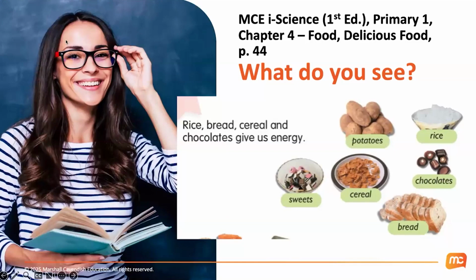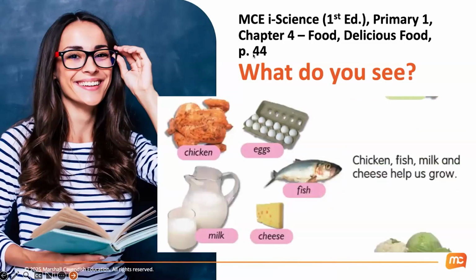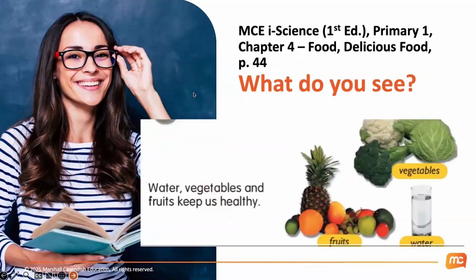And this is a category of carbohydrates. You can see that rice, bread, cereal, and chocolate give us energy. Okay, and then you can go on to the next group, right? Again, you ask them, what do you see? Chicken, fish, milk, and cheese help us grow. All right, and you can go on to the next group. These are all on fibers. Water, vegetables, and fruits keep us healthy. What do you see? Okay. And so we are introducing them to different food groups, like carbohydrates, proteins, fibers, and all that.